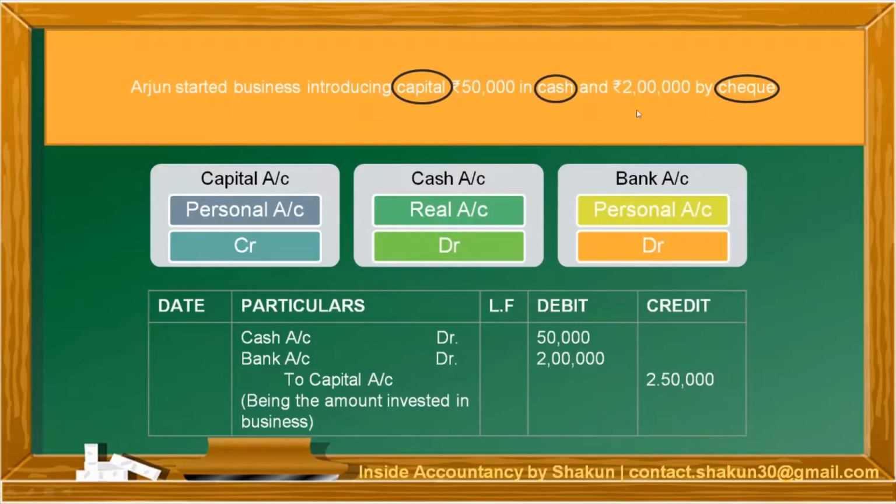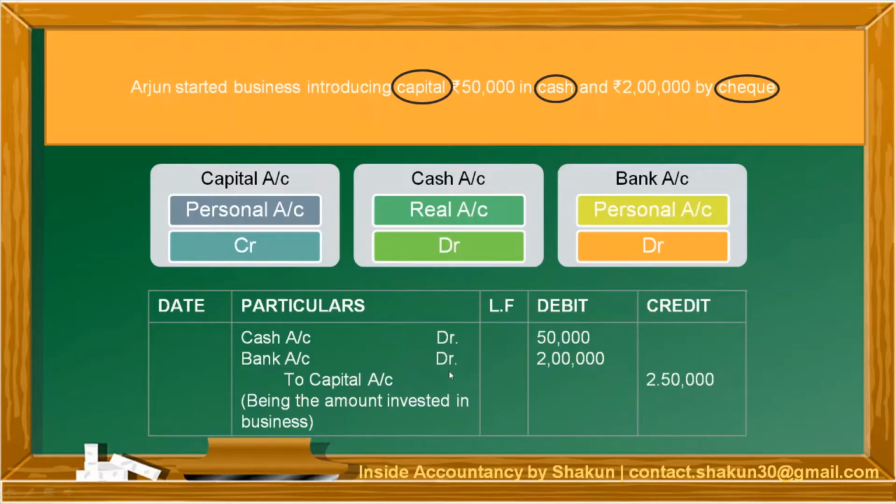Also, the proprietor is bringing in a cheque worth rupees 2 lakh. So that means bank, being a personal account and being the receiver, should be debited with 2 lakh. Therefore, our entry is: cash account Dr 50,000, bank account Dr 2 lakh, to capital, the total, that is 2 lakh 50,000. So this is a compound journal entry where there are 2 debits and 1 credit. Normally, in simple journal entries, we only had 1 debit and 1 credit. But in these kinds of entries, there may be 2 debits and 1 credit, or 1 debit and 2 credits.